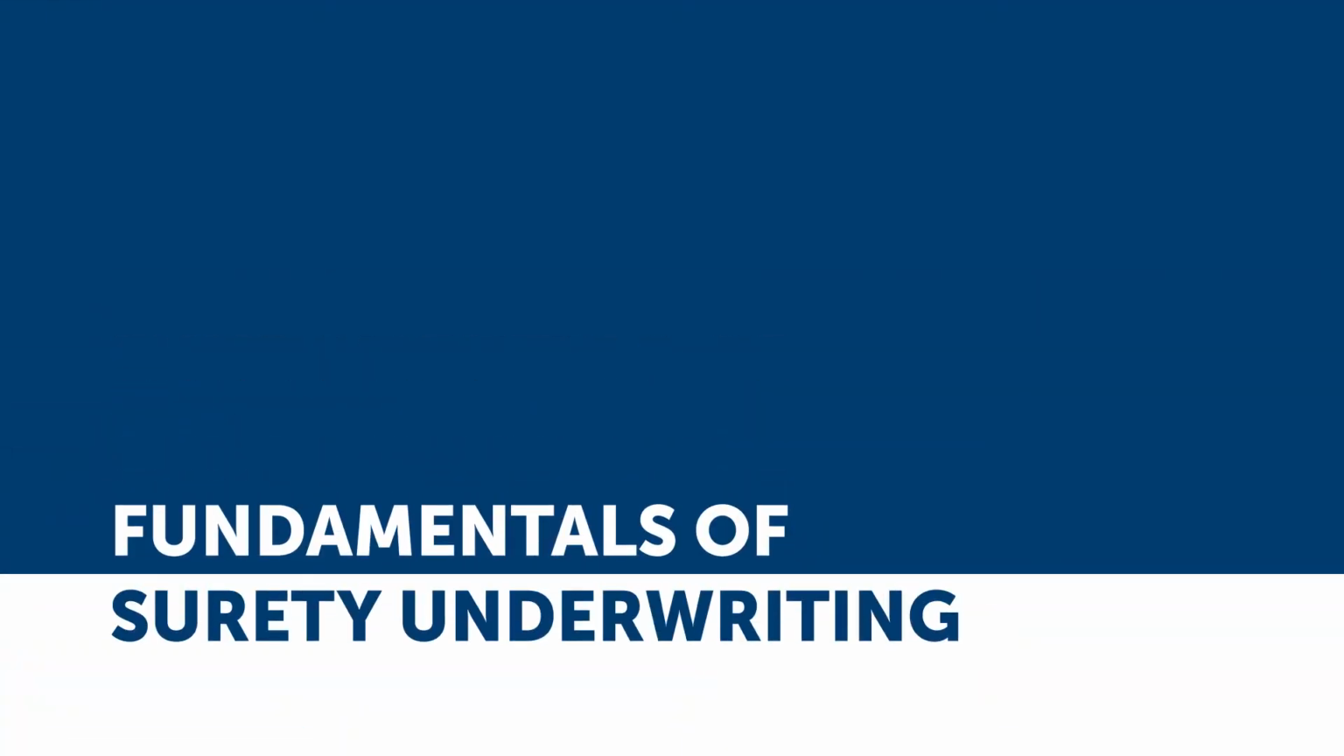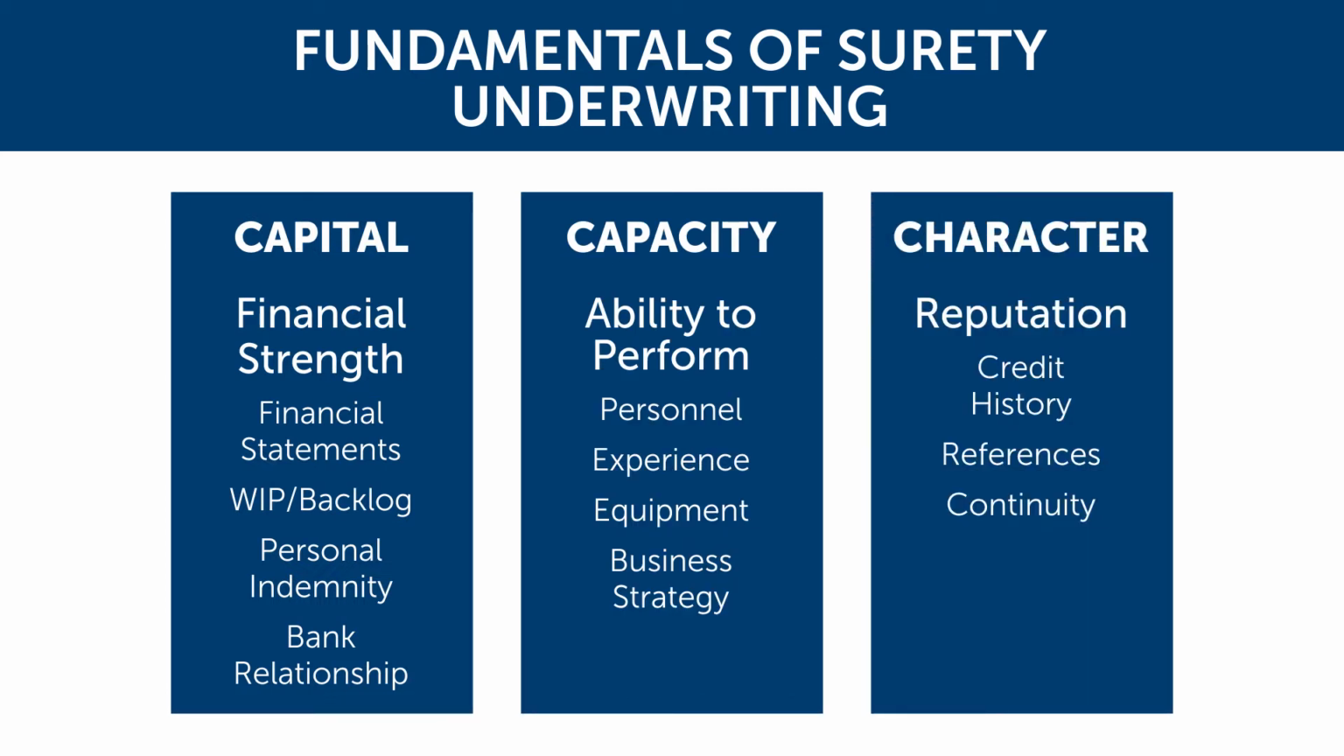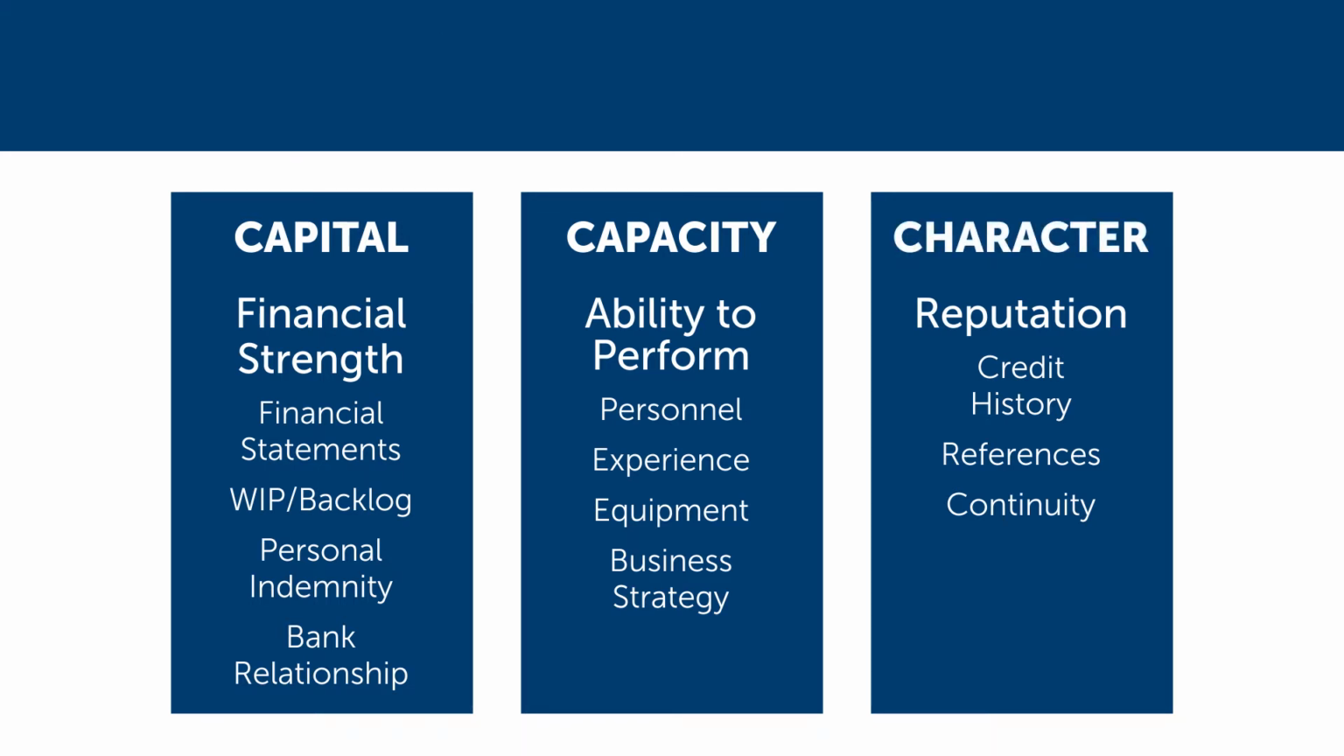Contractor default is preventable. The surety spends ample time evaluating the contractor and conducting an in-depth look at the contractor's entire business operation. The surety's pre-qualification assessment can be broken down into the three C's: capital, the contractor's financial strength; capacity, the contractor's ability to perform the contract; and character, the contractor's reputation.